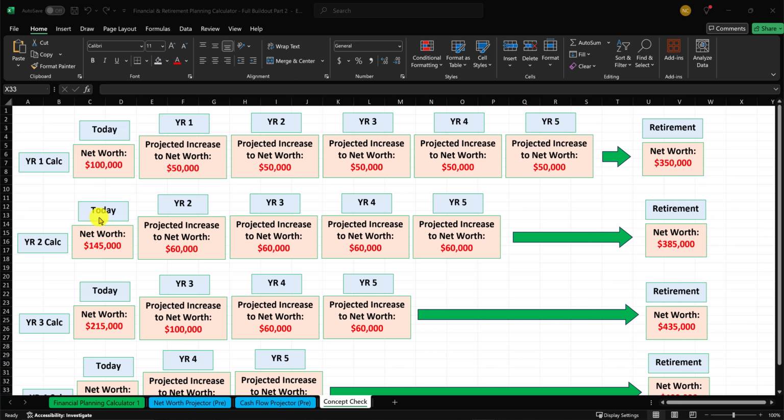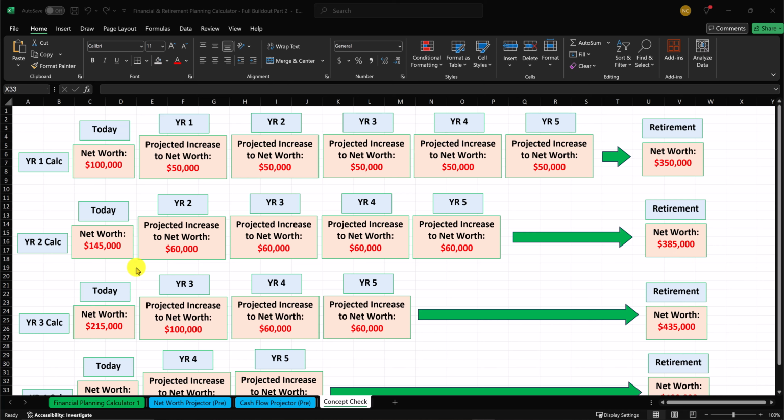Not the $150,000 that we were projecting as of year 1. And so what we do at the beginning of year 2 is we refresh the starting point from a projection to an actual number based on our actual net worth. And then from there, we continue to project for the remaining years between today, which is now year 2, through the retirement year. In this example, there are 4 years left.